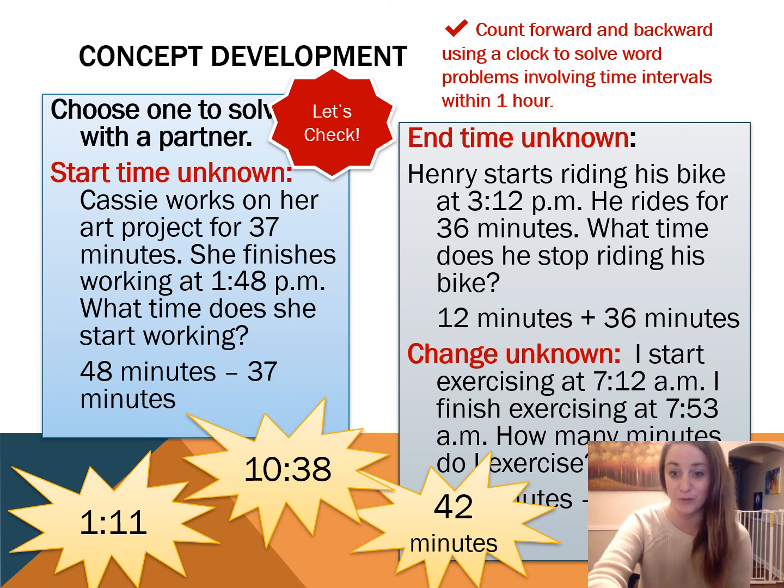Henry, let's read an end time unknown. Henry starts riding his bike at 3:12 p.m. He rides for 36 minutes. What time does he stop riding his bike? Well, we don't know the end time here, so let's add the minutes together. 12 minutes plus 36 minutes. That would be how many minutes? 48 minutes.